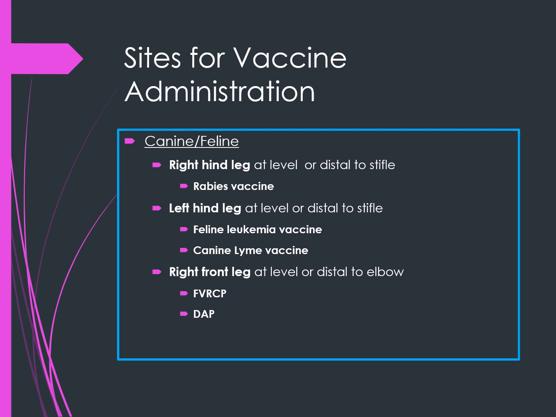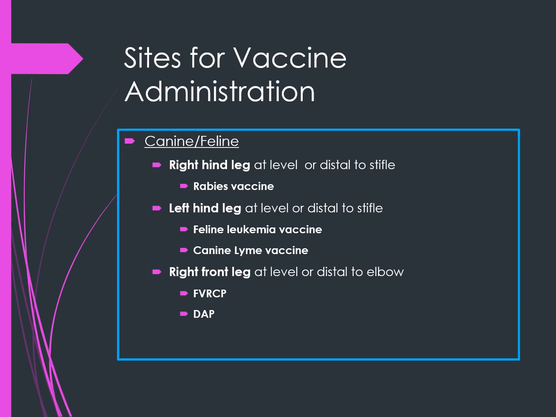Site of administration is important for vaccine reactions, and it's especially important in cats, considering the sarcomas that they may develop. So we do have protocol for where vaccines are supposed to go. The rabies vaccine always goes in the right hind leg. And this should also be noted in the chart as well. And that's going to be at the level of or distal to the stifle.